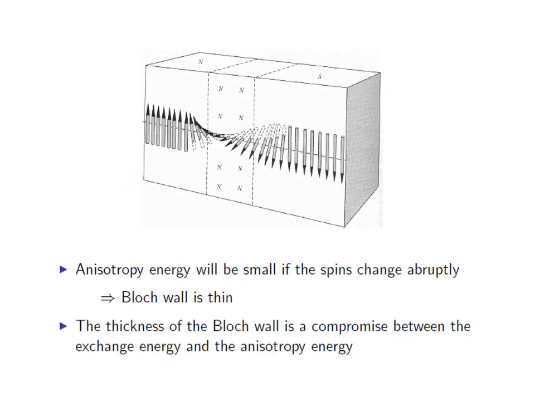Here you can see how the magnetization rotates within a domain wall. Here N is the north pole of the magnet, S is the south pole of the magnet. Anisotropy energy will be small if the spins change abruptly. So the Bloch wall is thin. The thickness of the Bloch wall depends on the exchange energy and the anisotropy energy.